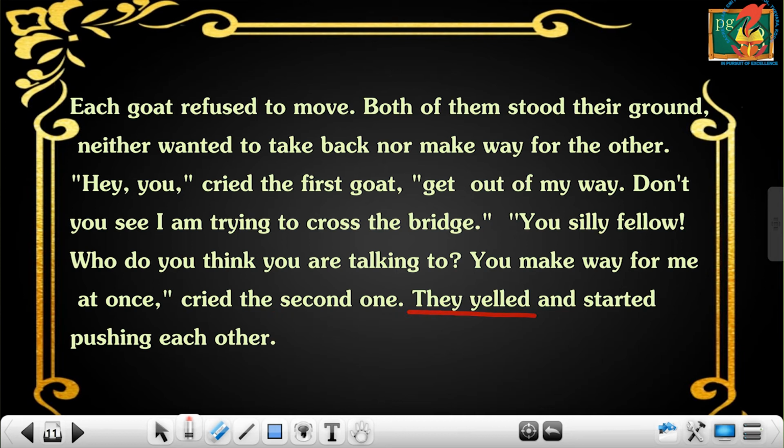They yelled, means they were calling each other loudly. They yelled, they were crying. They yelled and started pushing each other. Repeat. Pushing each other.